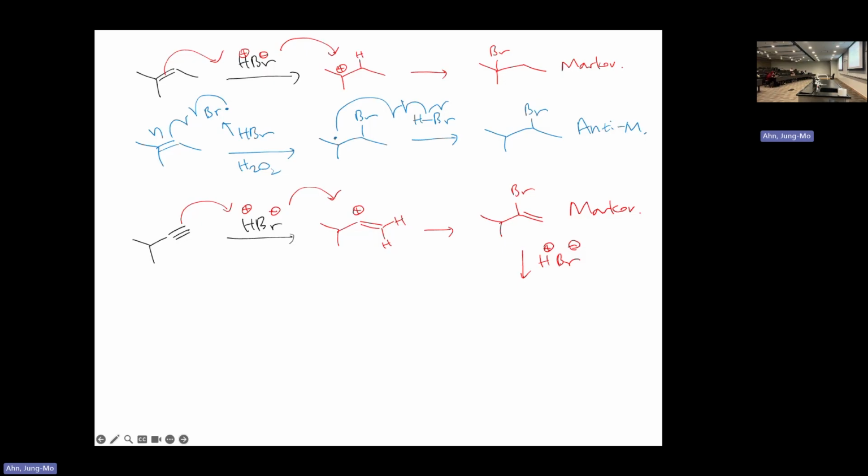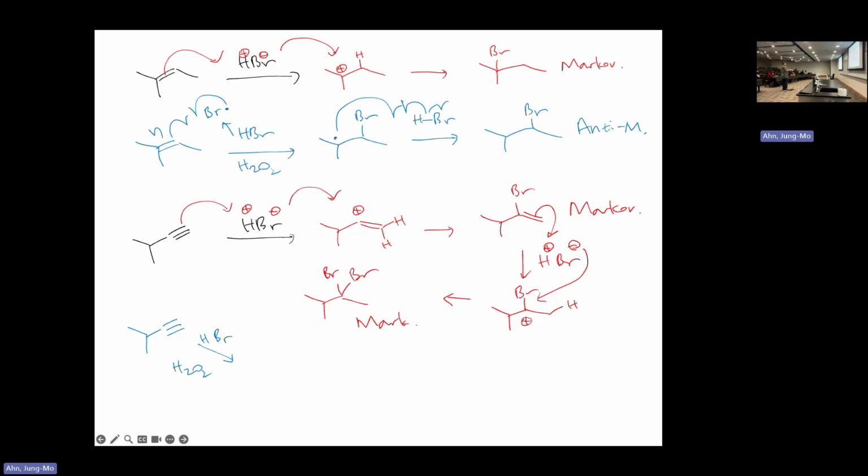But let's say it can be done one more time, because a triple bond has two pi bonds, so it can happen twice. By adding another one, the proton will go to the same less substituted side. And then the bromine will be added at that position again, then we get the two bromines on the more substituted side. But both of them are Markovnikov products.